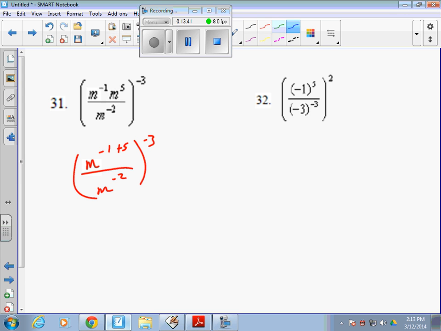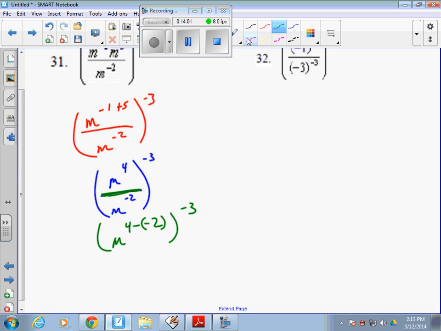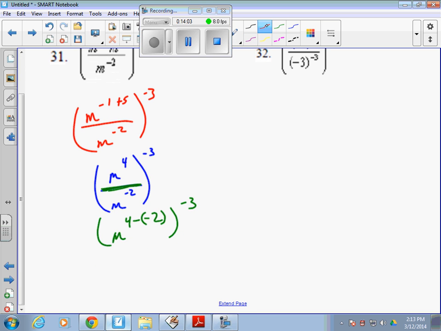If you simplify negative 1 plus 5, you get M to the positive 4 over M to the negative 2, still all of that being raised to the negative 3rd. Remember, when you divide, you subtract. So it becomes M to the 4 minus negative 2, all raised to the negative 3rd power. 4 minus the negative 2 means 4 plus 2. M to the positive 6 being raised to the negative 3rd power.